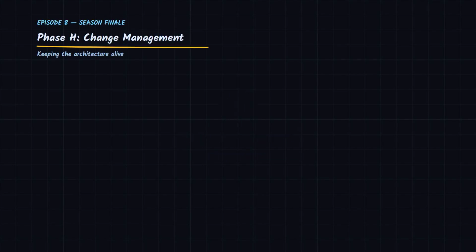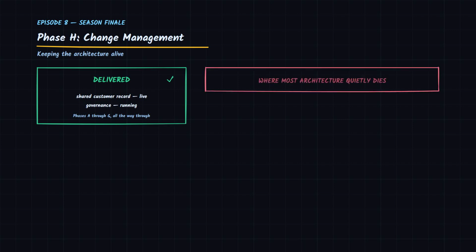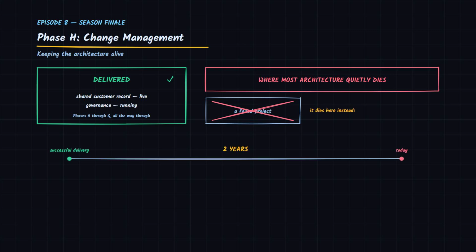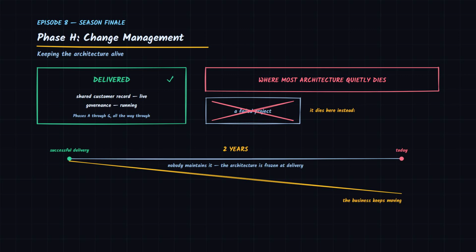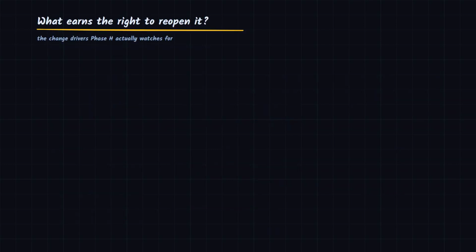Karoo's architecture is delivered. The shared customer record is live and governance is running. Now here's where most enterprise architecture quietly dies. Not in a failed project, but in the 2 years after a successful one, when nobody maintains it. The business keeps moving, and one day someone opens the target architecture and finds it describes a company that no longer exists. So, what earns the right to reopen the architecture?